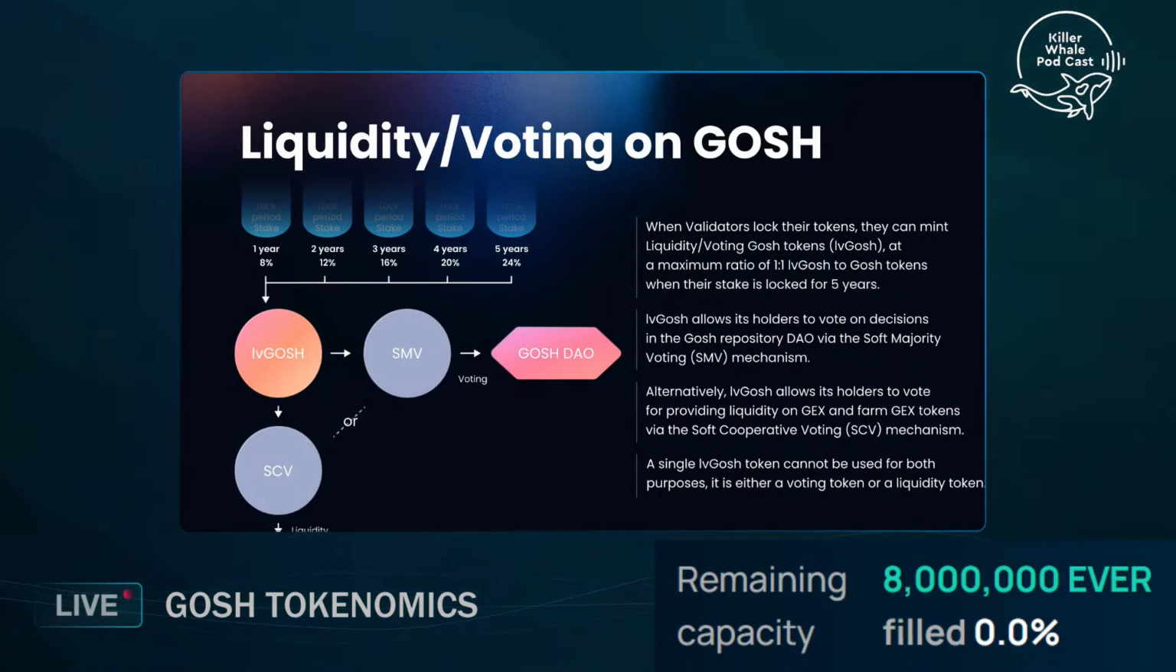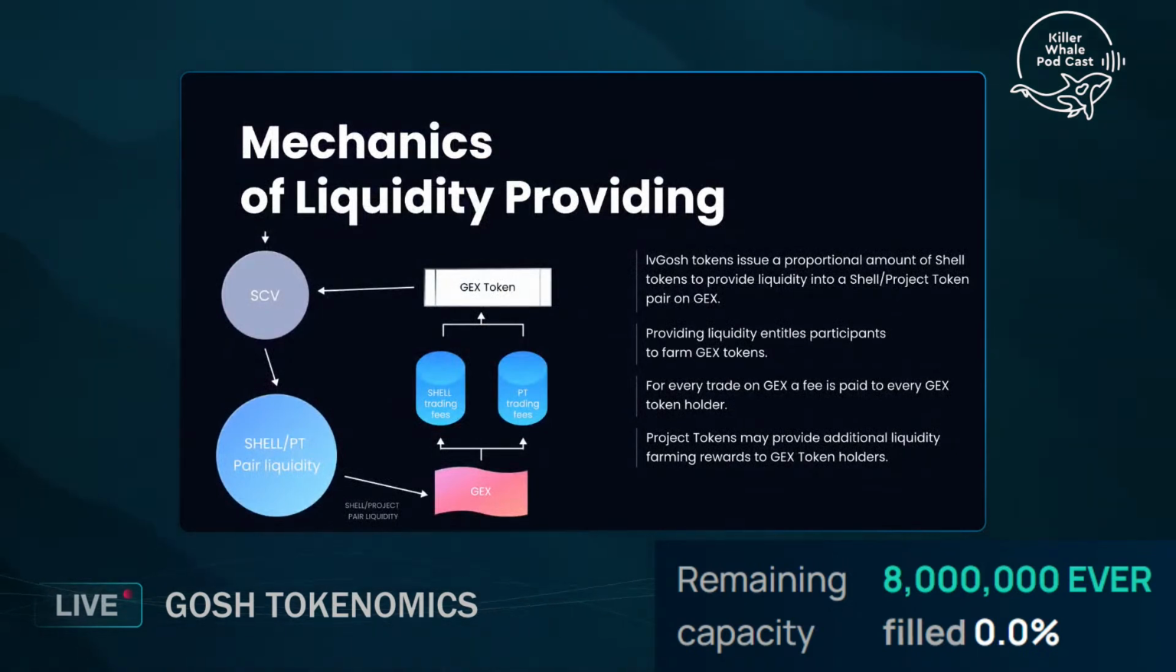So you get the liquidity. So you have the other part. You can either vote, as we said, or provide liquidity, and you provide liquidity in the GEX exchange, which is a built-in exchange inside the protocol, and, as you can see, it is tightly coupled with the GOSH token itself.